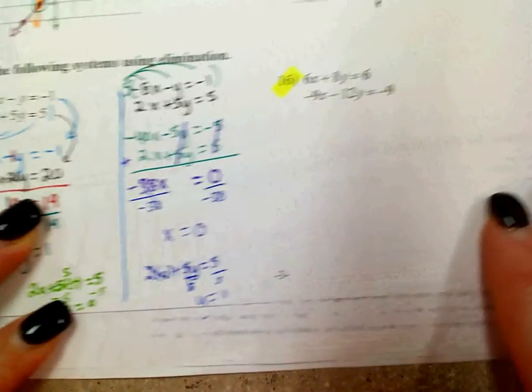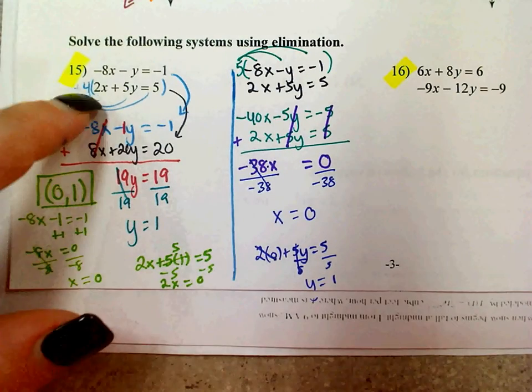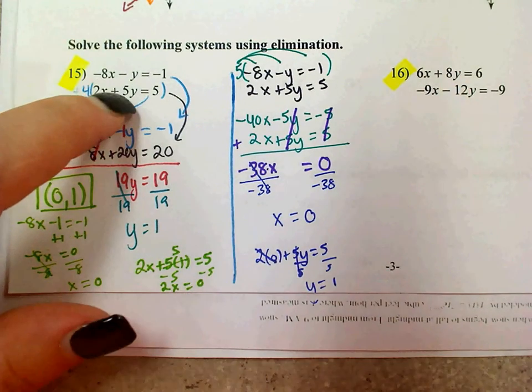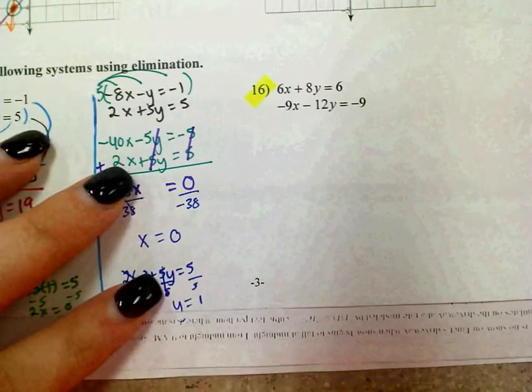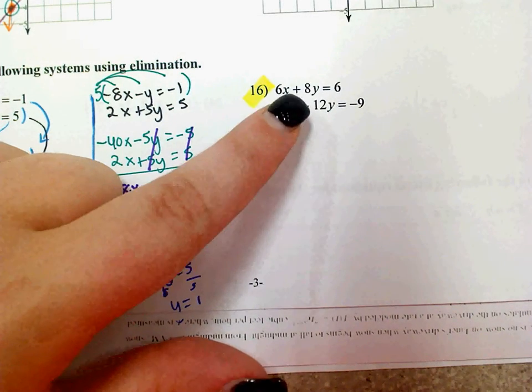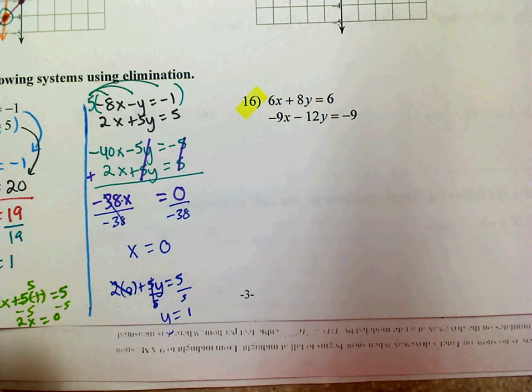Okay. Number 16 is a little different because over here, if I just multiplied 2 times 4, I got 8. And if I multiplied negative 1 times 5, I got negative 5, and that's what I needed. Over here, 6 does not go into 9, and 8 does not go into 12. So it's not so much what do I need to multiply one of the equations by, it's what do I need to multiply both of them by to get the same number. So let's go ahead and target x's.